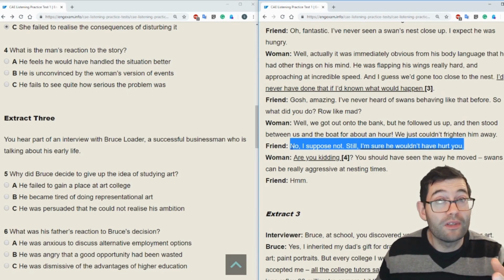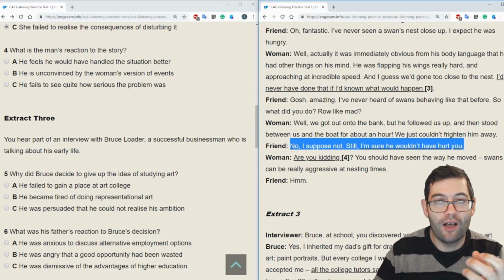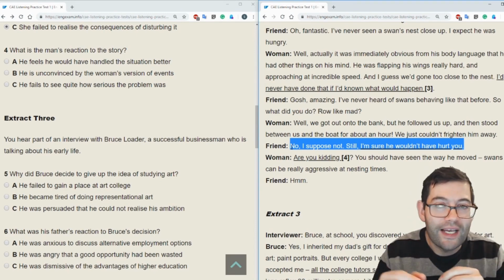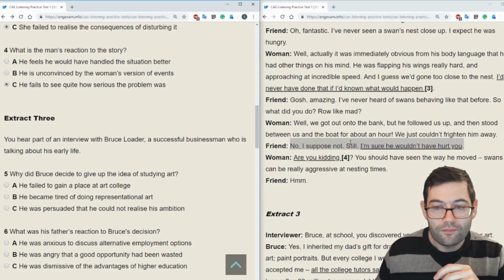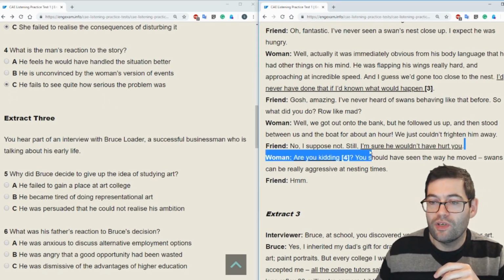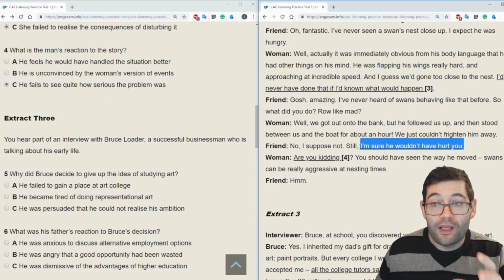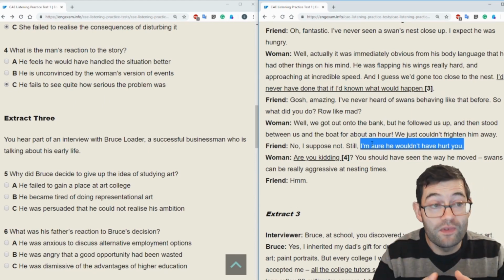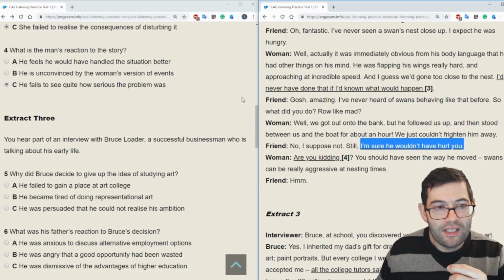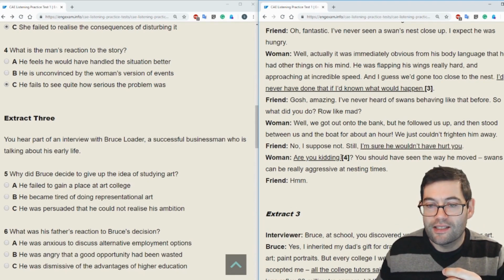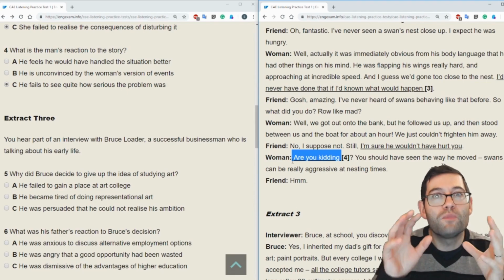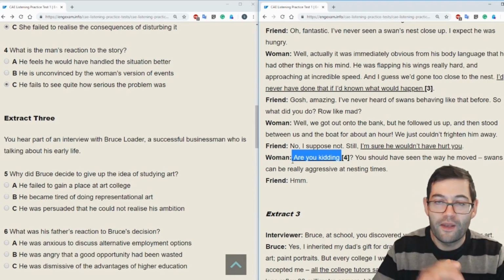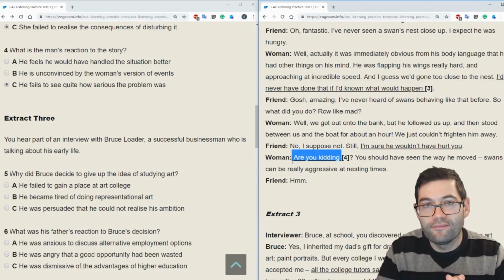Still, I'm sure he wouldn't have hurt you. There's nothing there that says, I would have done this or I would have reacted differently. So here the answer is C, where he says, I'm sure he wouldn't have hurt you, bearing in mind the context of the aggression of the swan. So he fails to see how serious the problem was, and she says, and then we go back to that language, are you kidding? In other words, you misunderstood the situation, and that's why the answer is C.